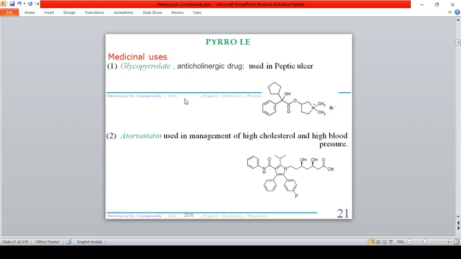All right. Second drug is atorvastatin. This is used to manage high cholesterol and high blood pressure. Now, from both the structures, we can clearly see here we have a pyrrole, which is substituted. Again, in this also we can see a substituted pyrrole. That's it. Furan we will study in the next class, and before that we will be doing the nomenclature of the heterocyclic compounds.